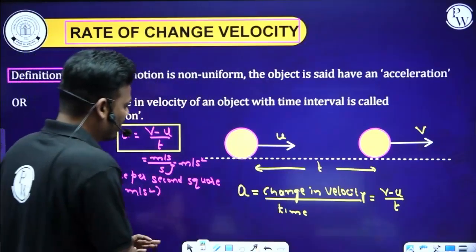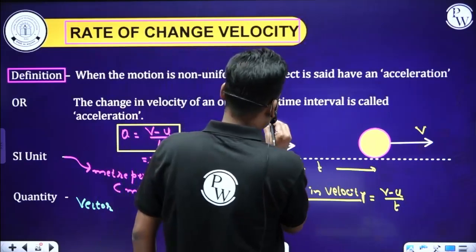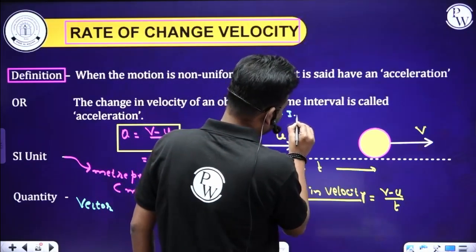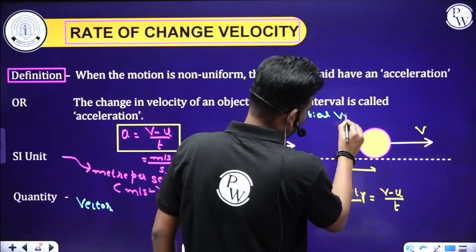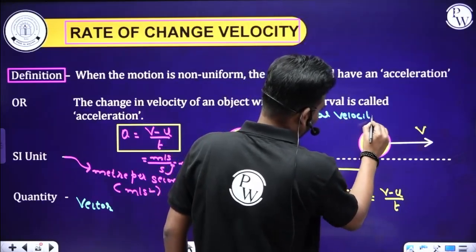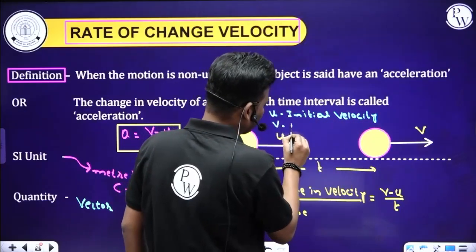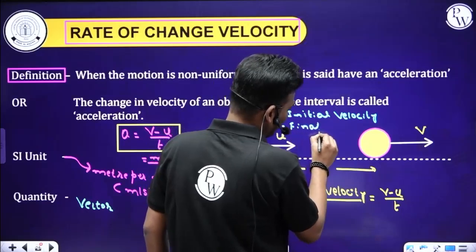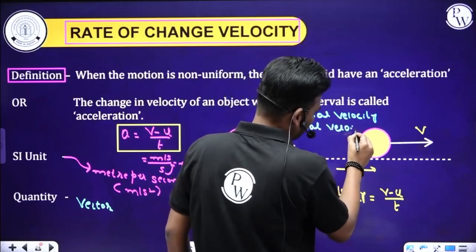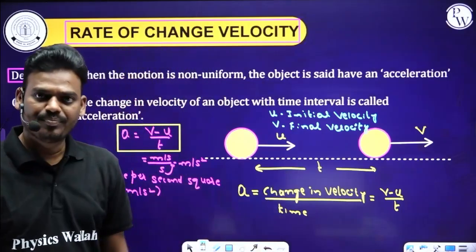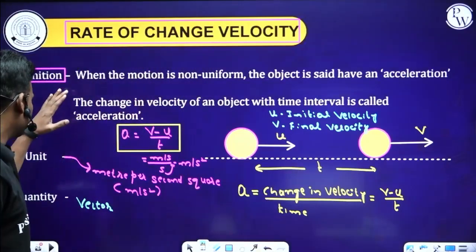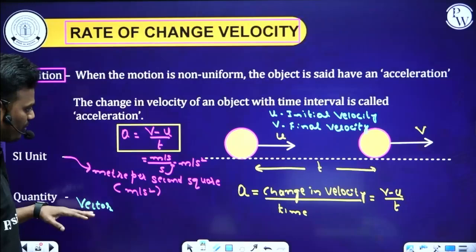Now here I'll write the meaning of the symbols. u is initial velocity, v is final velocity, and t, you know, is the time. Got it? So this is the definition, this is the SI unit, and this is the quantity, vector quantity.